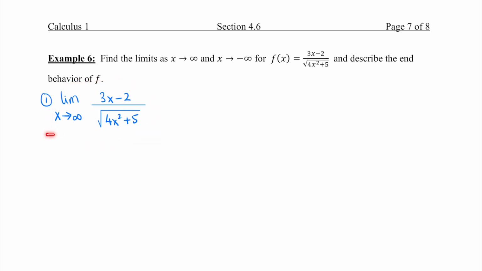Now, if we look at this limit as x approaches infinity, the numerator gets very large, and the denominator also gets very large. So this is an infinity over infinity type of limit. But because there is a square root in the denominator, we need to be careful. We are going to simplify the expression by factoring inside the radical. So from 4x squared plus 5, I factor out x squared.